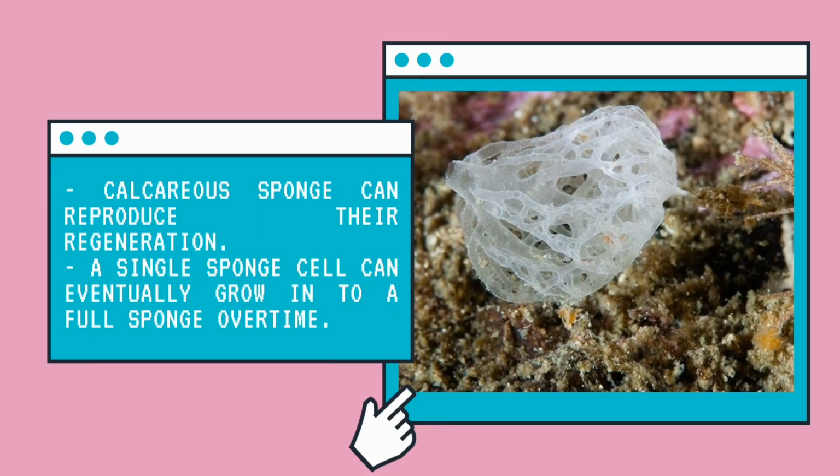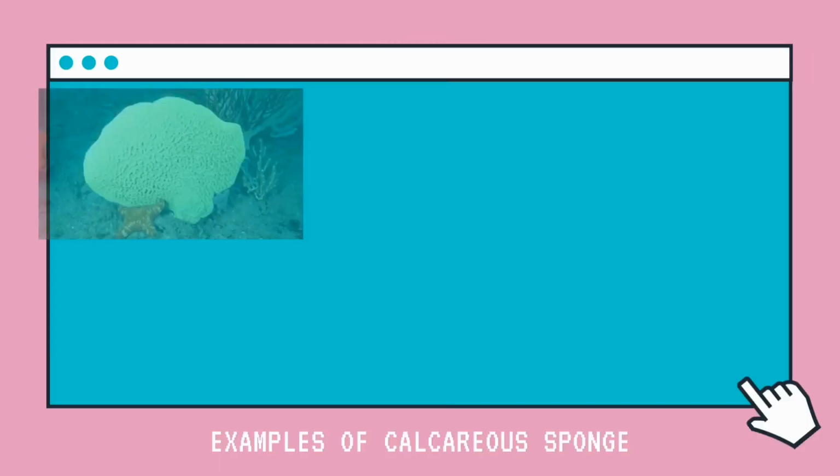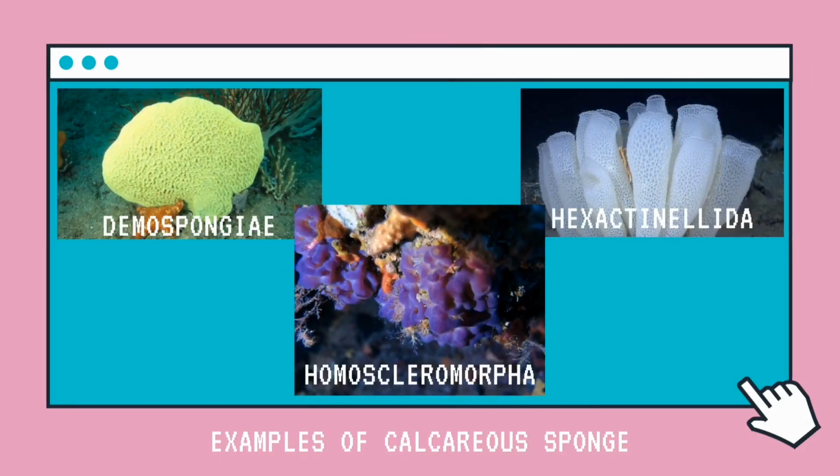Calcispongiae. Calcareous sponges can reproduce by regeneration. A single sponge cell can eventually grow into a full sponge over time. They can be found in the polar regions all the way to the tropics. These are the examples of calcareous sponges.